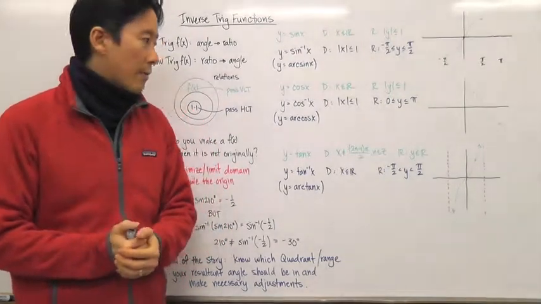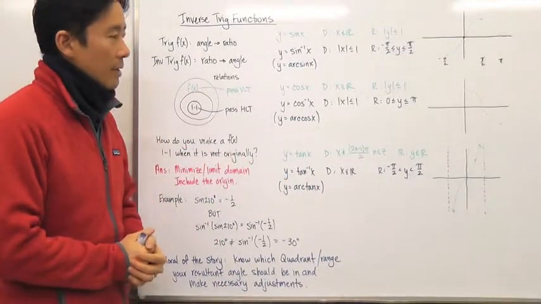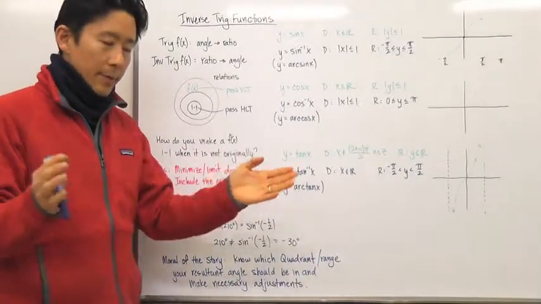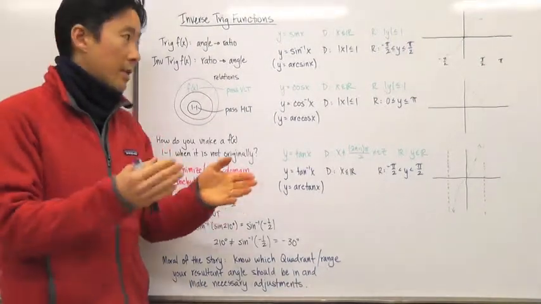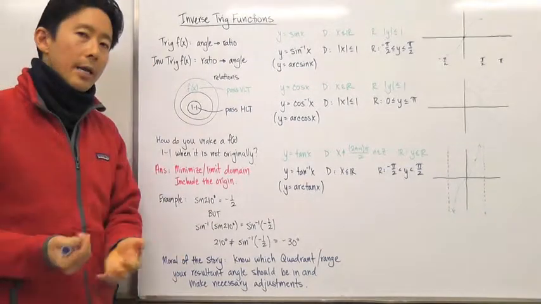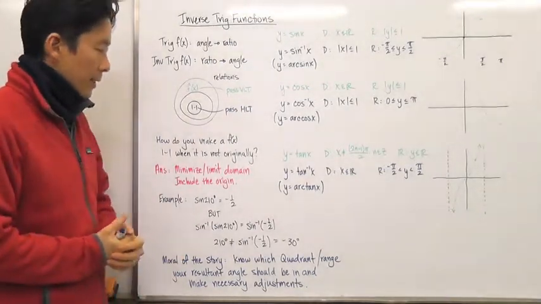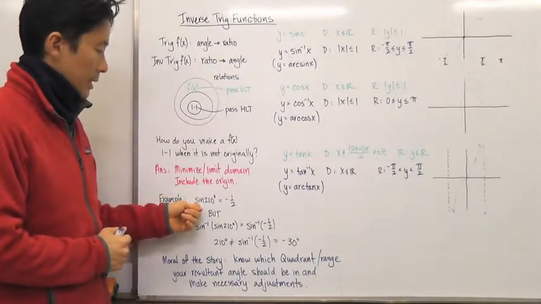Now, once we establish how to go about limiting our domain for the trig functions so that they become one-to-one functions, so that we can then find the inverse trig function, how do we apply some of this knowledge? Well, there's a couple of things that we need to be careful of. Say, for example, let's take a look at this.